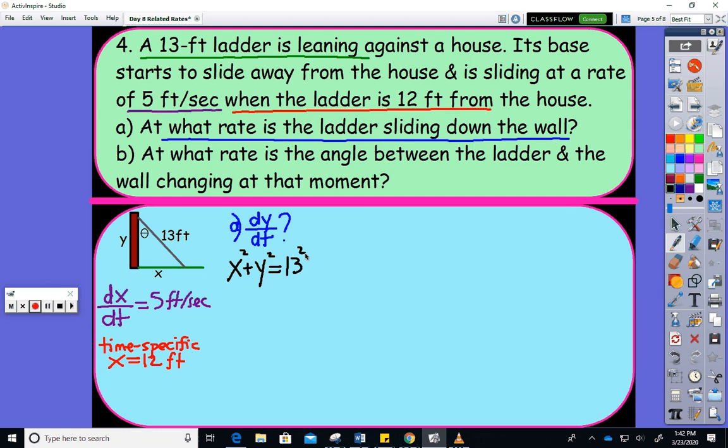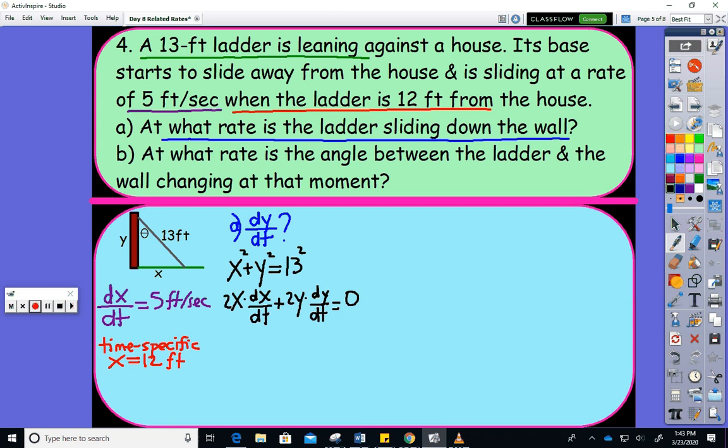So that number can be inserted from the get-go before derivatives. Okay? Now I'm going to be able to differentiate and get a dx dt and a dy dt term in the differentiation with no other weird terms in there. So I'm going to have 2x dx dt plus 2y dy dt equals the derivative of 169, which is 0. So that's gone. That's going to make things easier.